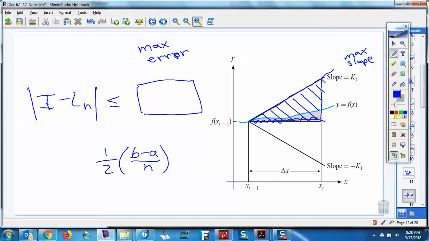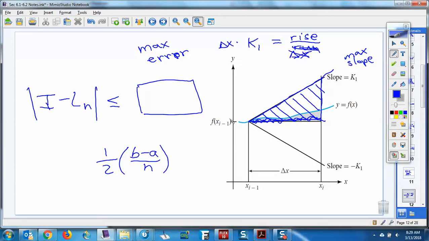And then what's our height? Well, let me see. K1 is my slope, and slope is rise over run, right? K1 is going to be rise over run. All right, well, what's another name for the run? Oh, we just said it. Delta x, right? And the rise is what we're looking for. I want to know the height of this rectangle. Well, that's the rise. So it's rise over run. So my rise is going to be delta x times K1.